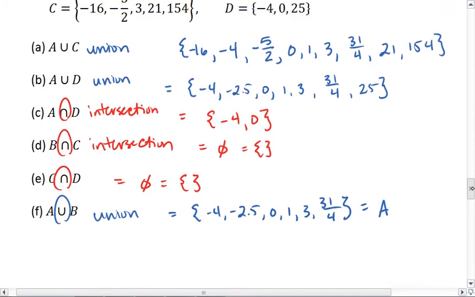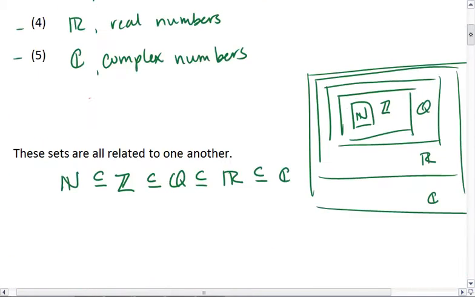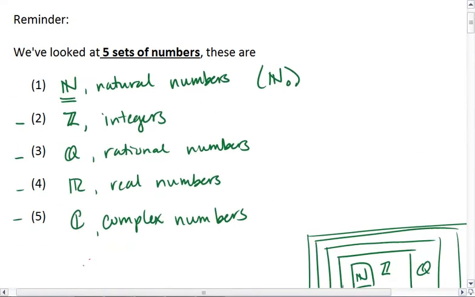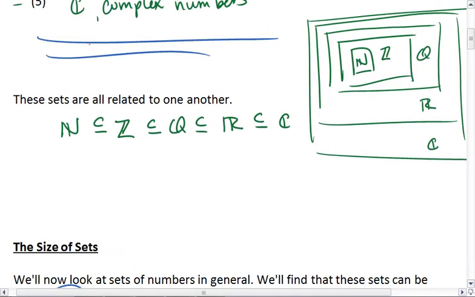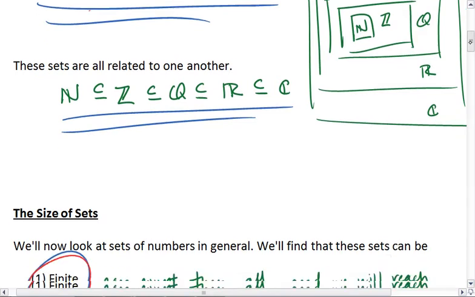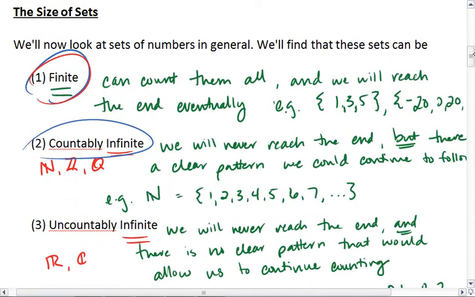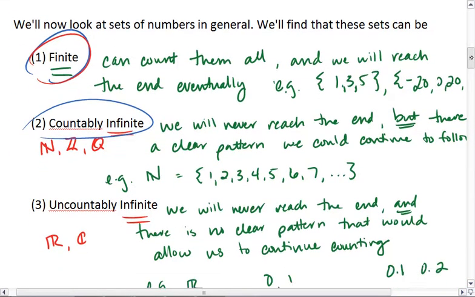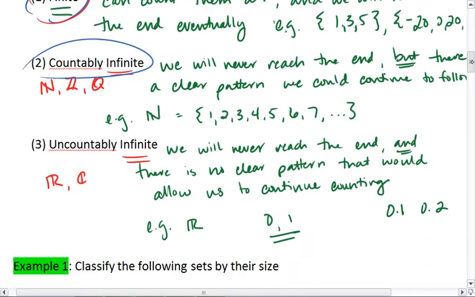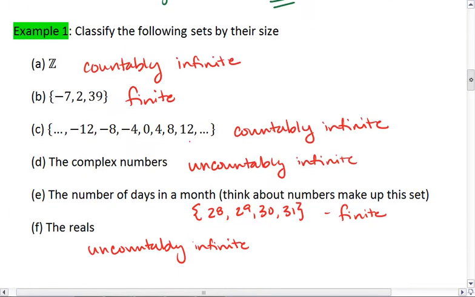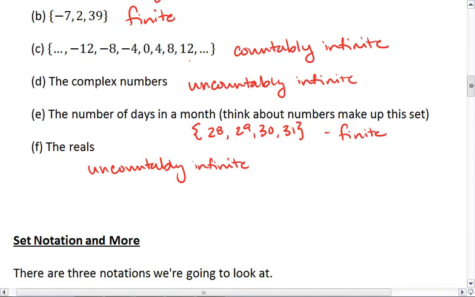And that is the end of section 1.2. So, quick summary. We reviewed the 5 building block sets of numbers that we use in mathematics. We also reviewed how those sets are related to one another, that each set is a subset of the next set. We looked at size of sets. We looked at the difference between a finite set, a countably infinite set, and an uncountably infinite set. We were able to classify sets based on their size.